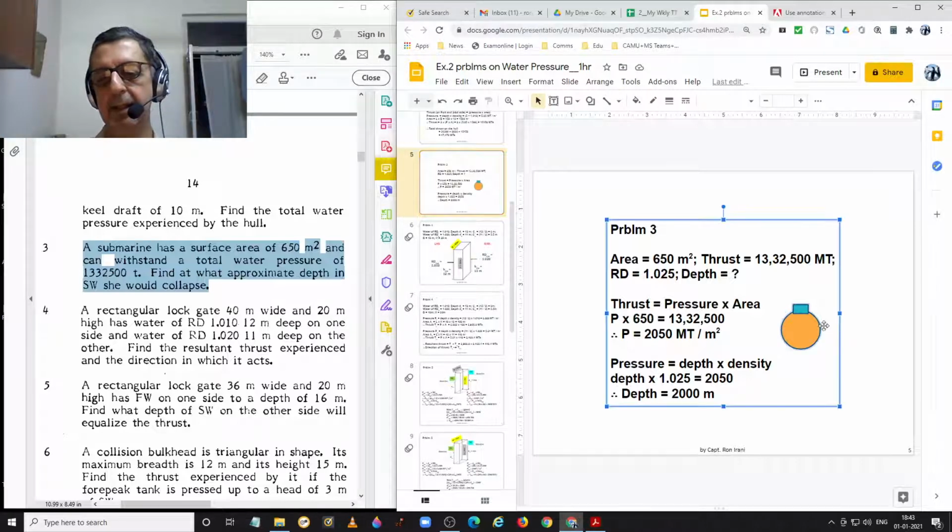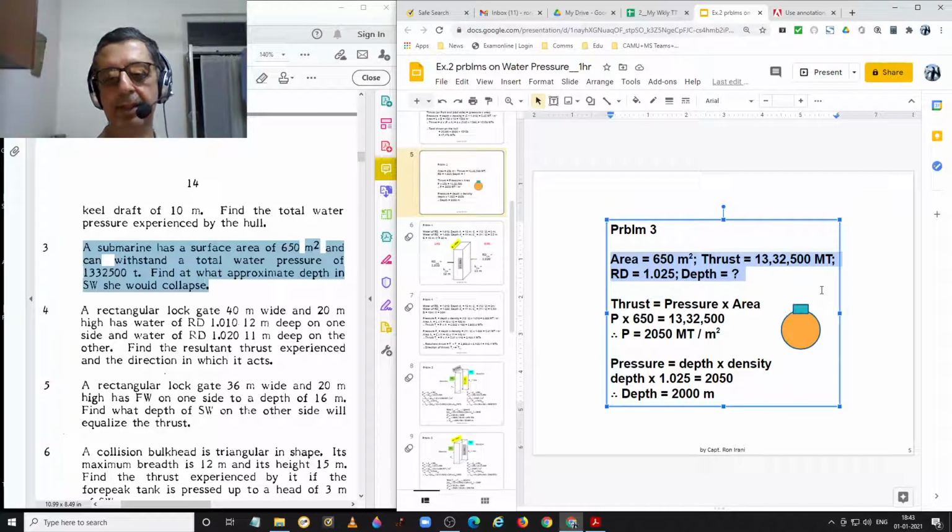This diagram here is the diagram of what a submarine would look like when seen from the front. Area given to us in the problem is 650 square meters. Thrust experienced by the submarine on its hull is 13,32,500 metric tons. It's floating in salt water of relative density 1.025, and at what depth she will collapse is what we have to find out.